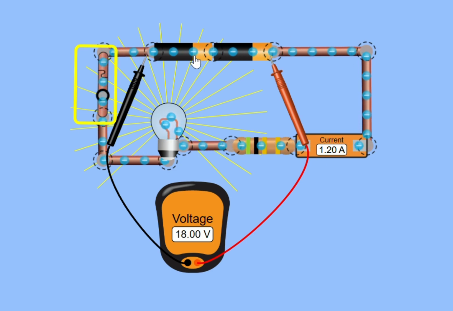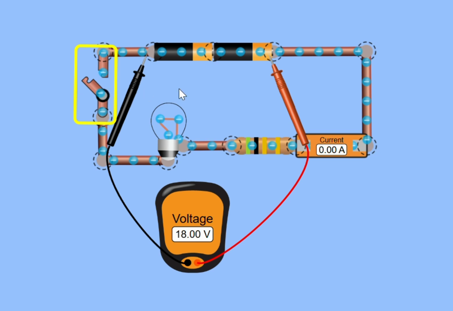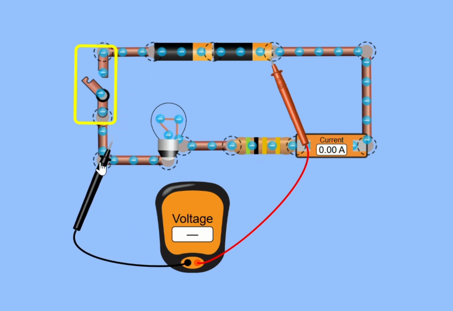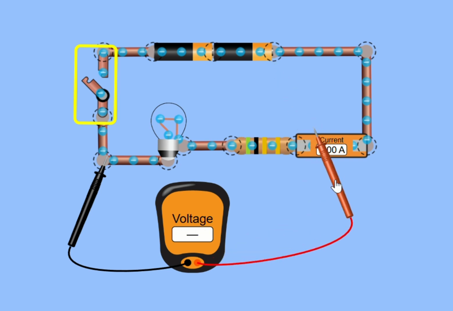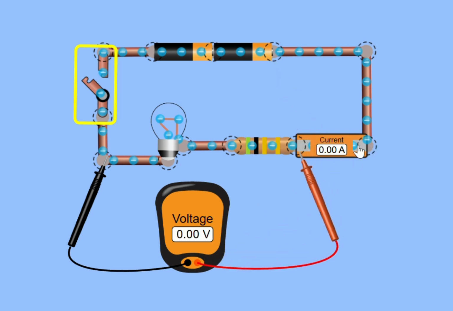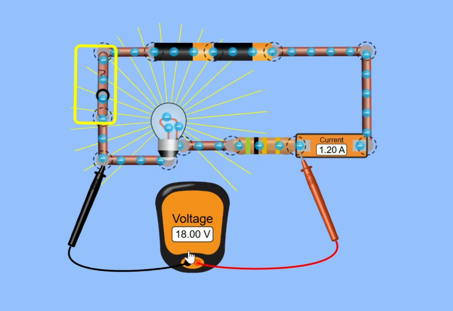So the cell is the giver of energy, and the light bulb and the resistor, whatever appliance this represents, is the user of energy. We see that even when the switch is open, the cell or the battery can give 18 joules of energy per charge. But when I move this here, then we see there is no current, and therefore no energy is used up because nothing's moving. So that voltage is 0, but once I close the switch, we see there's the 18.